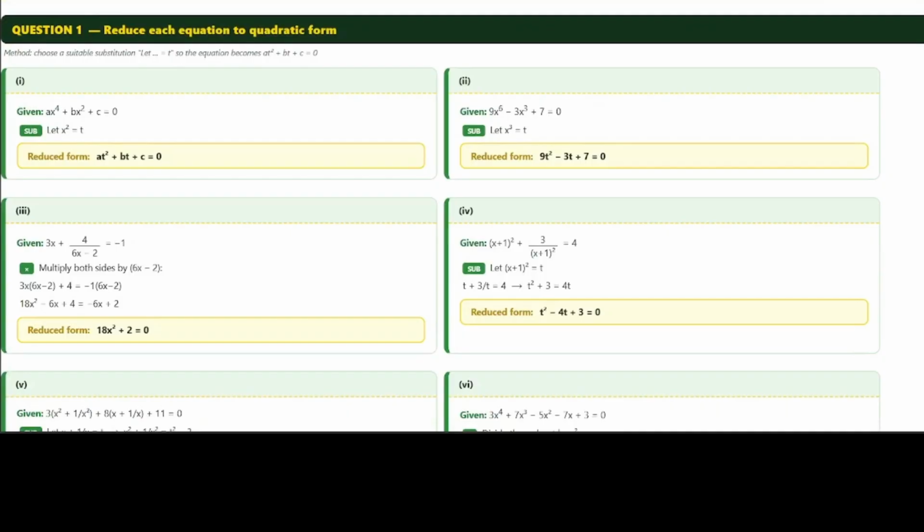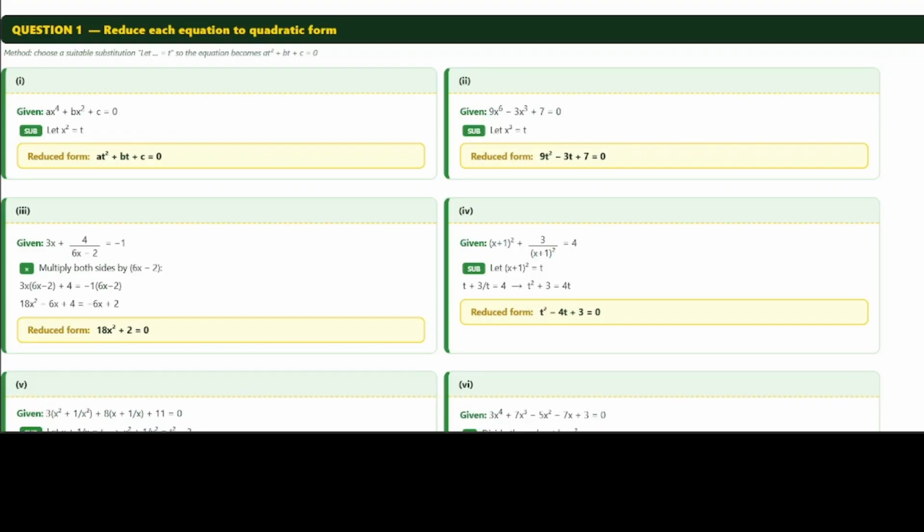It states that we need to reduce each part to quadratic form. If you look at the first part, we have ax power 4 plus bx power 2 plus c is equal to 0. So we can take x square from this equation and let it be equal to t. So the reduced form is at square plus bt plus c is equal to 0.